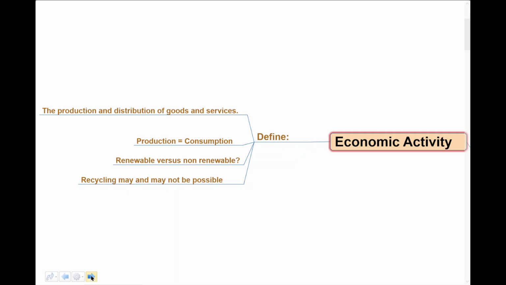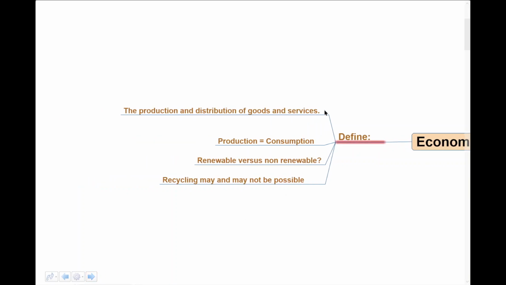Now, when we think about the economic activity of businesses, broadly speaking, what we're talking about is the production and distribution of goods and services. That's what businesses do. So economic activity in this sense results in production creating consumption of some kind. In other words, consumption of resources. So businesses consume resources in order to produce something, whether that's a good or a service.